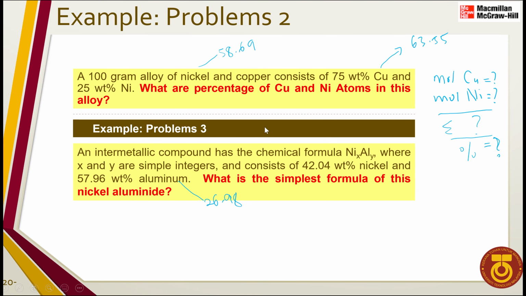Then convert this into mole. Calculate the mole when you have 42.04. Let's say weight percent, you have a total of 100 gram, right? So take this 42.04 with the atomic mass of nickel of 58.69 and get the mole for nickel. Similarly, you apply the same way in order to calculate the mole for aluminium. Then get the total mole for nickel and aluminium, and then get the percentage or fraction in order to give the simplest formula of this nickel aluminide. I have summarized what needs to be calculated here. So please try to do this on your own. It's not so difficult, and I think you can try first.